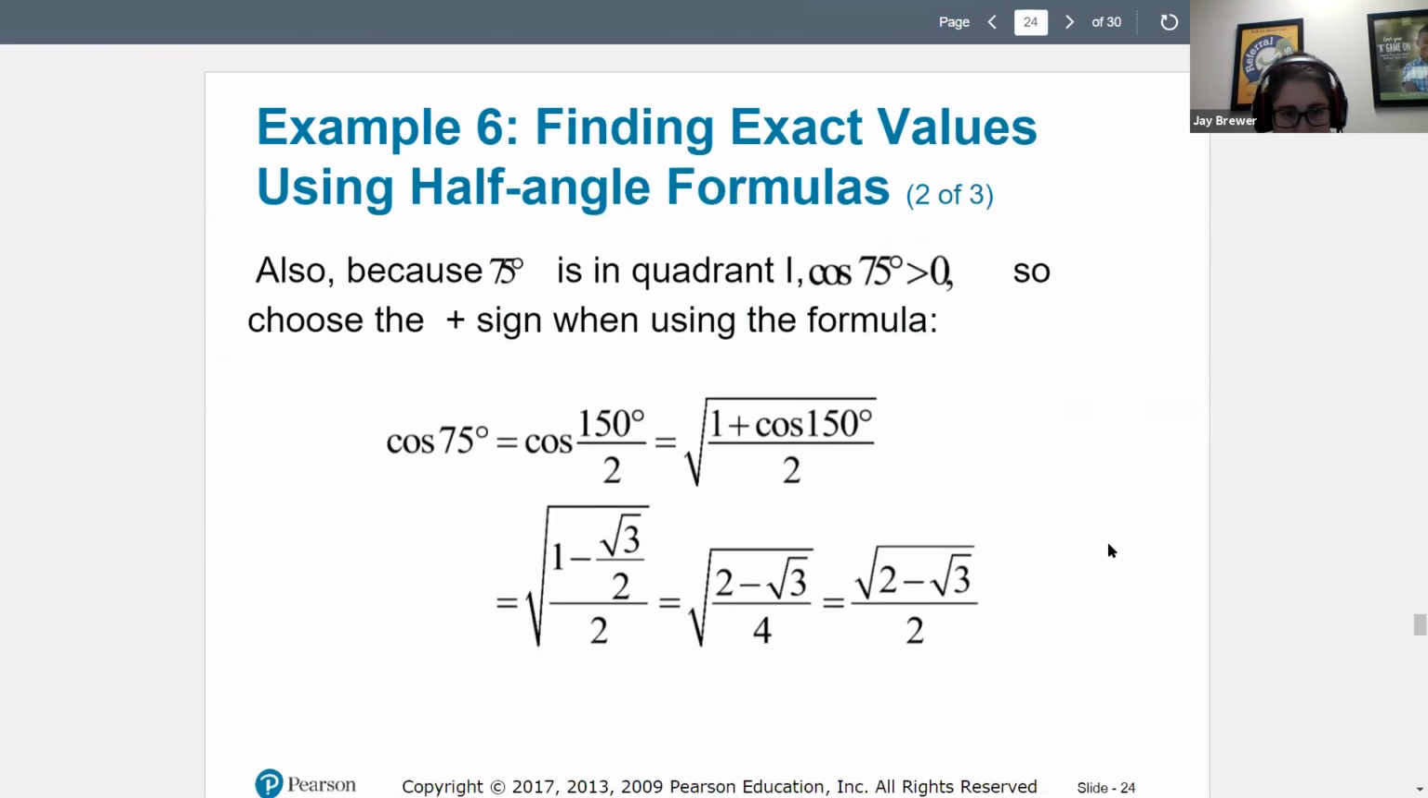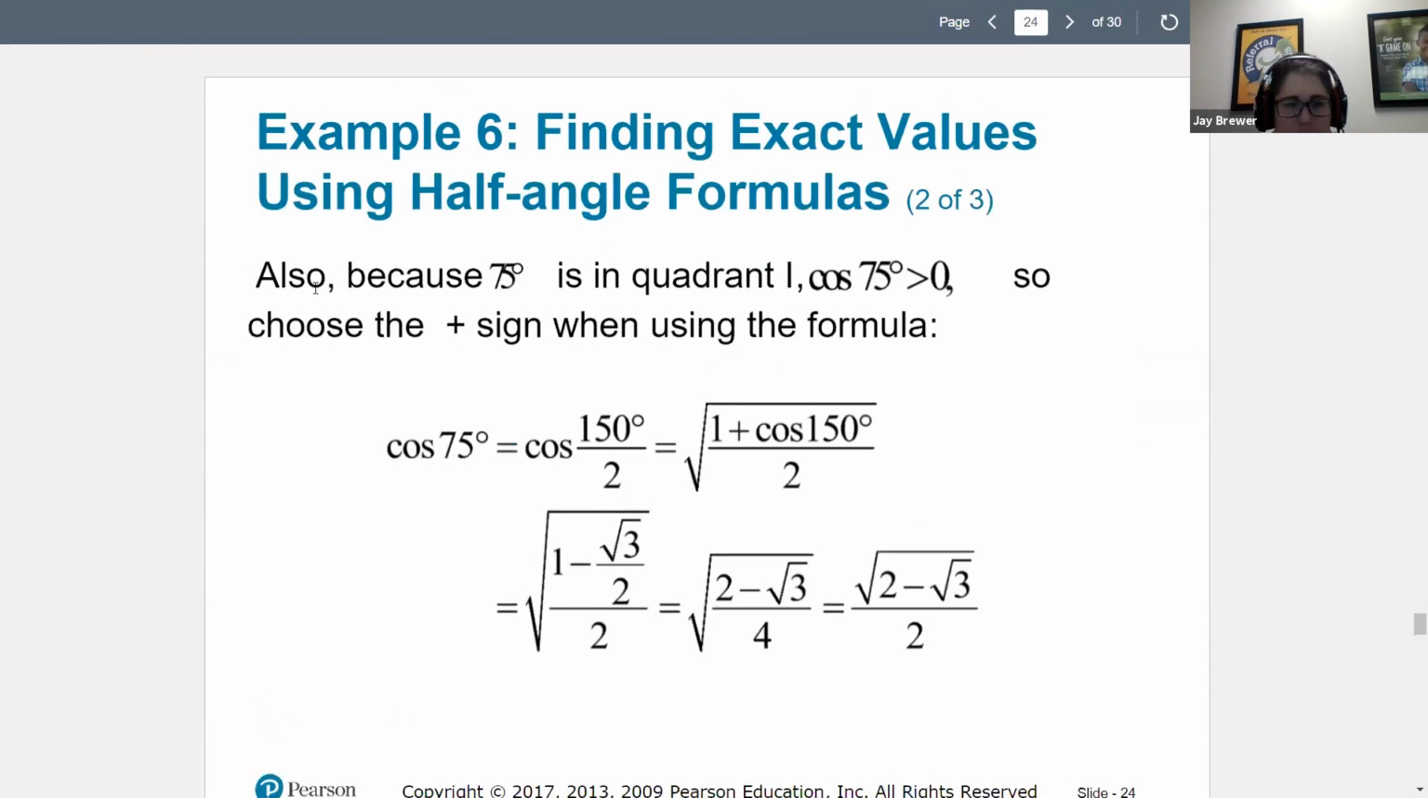Okay. And here they explain that because 75 degrees is in quadrant 1, the cosine of 75 degrees is going to be greater than 0. So we're going to choose the positive sign using the formula. And then literally you guys just plug it in and you simplify.